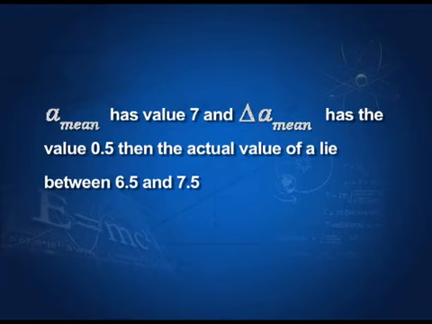For example, if A mean has a value 7 and delta A mean has the value 0.5, then the actual value of A will lie between 6.5 and 7.5. So, delta A mean determines the range within which the actual value would lie.